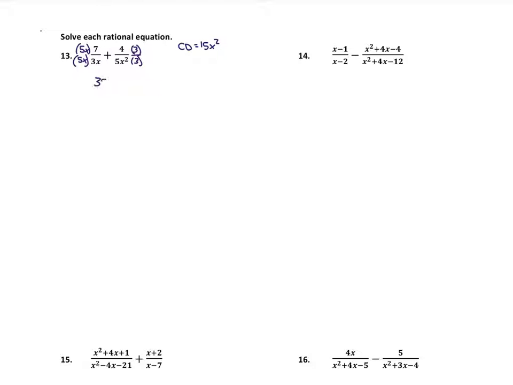That gives us 35x over 15x squared plus 12 over 15x squared. Add those together, and 35x plus 12 over 15x squared is our answer.